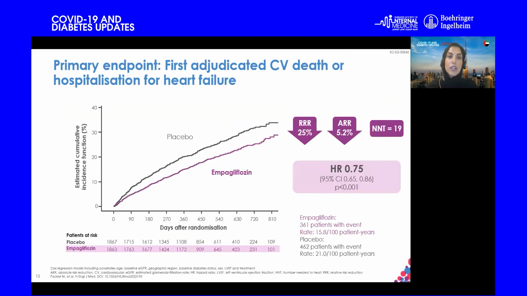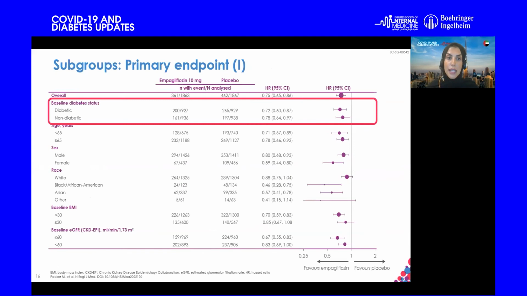Moving directly to the primary endpoint, so empagliflozin did achieve and meet its primary endpoint as a composite of cardiovascular death or hospitalization for heart failure with a relative risk reduction of 25%, absolute risk reduction of 5.2%, number needed to treat of 19, and the results were statistically significant and clinically meaningful as well.